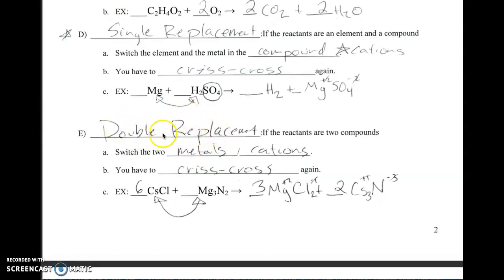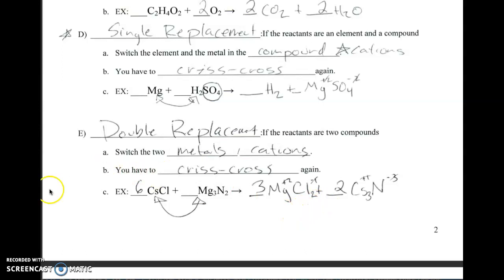Then last one, double replacement. If the reactants are 2 compounds, I switch the metals or the cations and I have to crisscross again. So I got cesium and magnesium. Now based off of this, you might be able to pick out what the charges are. Well, Cs is a +1, Cl is a -1, Mg is a +2, N's a -3. So then Mg and Cs are going to switch spots. You could write them in either order in terms of this compound or that compound being first. So I write Mg with its charge, Cl with its charge, +2, -1, and then I crisscross. The 1 goes to Mg, don't write the 1. The 2 goes to Cl, write the 2. Okay, here, Cs is a 1, goes down to N, don't write 1s. The 3 from the N goes down to the Cs, and then I balance.